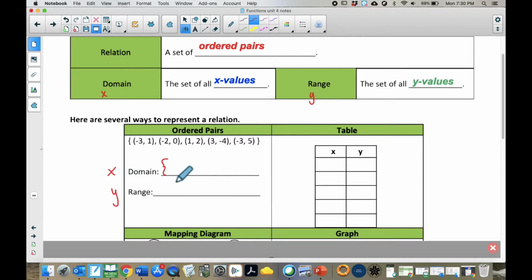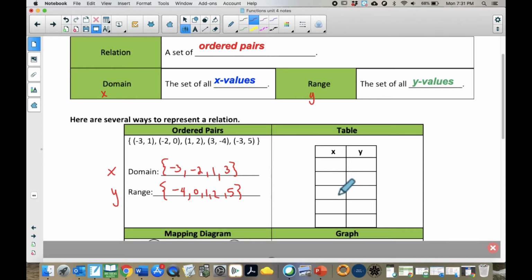These little, I call them kind of curly braces, they're kind of like parentheses. They just keep a bunch of things together is what they do. So the domain are the x values. So we have a -3, we have a -2, a 1, a 3, and another -3. But we don't need to list it again. We only need to list it one time. So there's the domain. The range are the y values. I usually like to start at the lowest number and work my way up. So I might start with a -4 and then go to 0, 1, 2, 5. So those are all my y values and they make up the range.